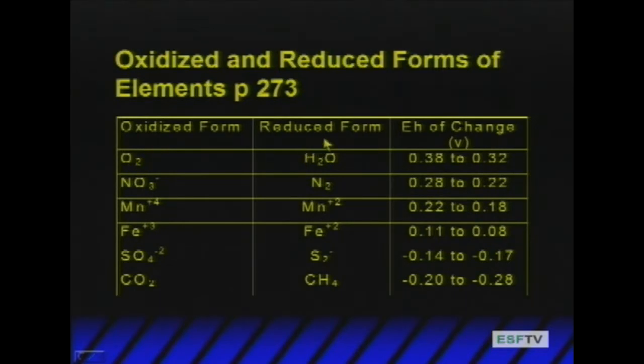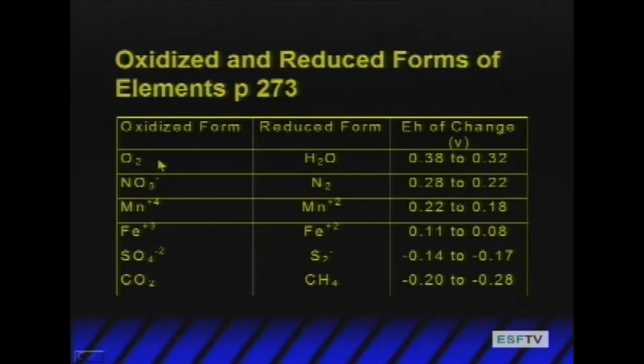Okay. Now we can also measure the potential. We can measure the EH at which that happens. And that change of oxygen to water takes place at an EH of 0.38 to 0.32 volts. Okay, 0.38 to 0.32 volts. Now these are volts. If we had measured that in millivolts, it would have been 1,000 times that, or 380 to 320. So sometimes you'll see this measured in millivolts. But oxidized, reduced, that takes place at an EH somewhere around 0.38 to 0.32.